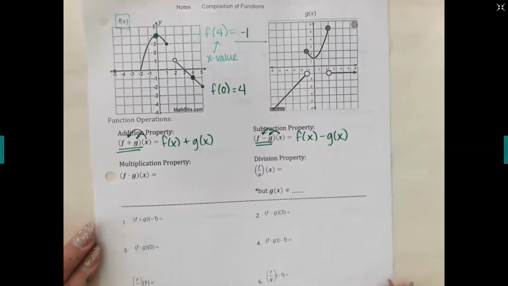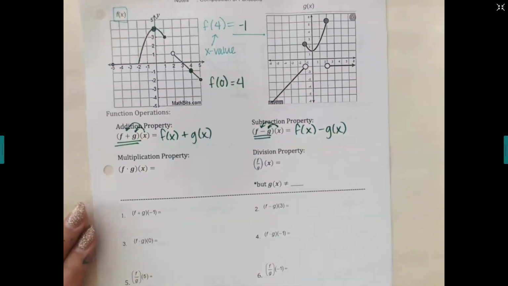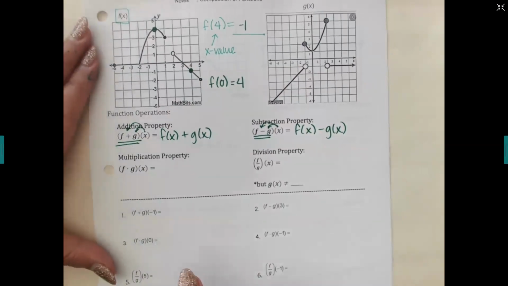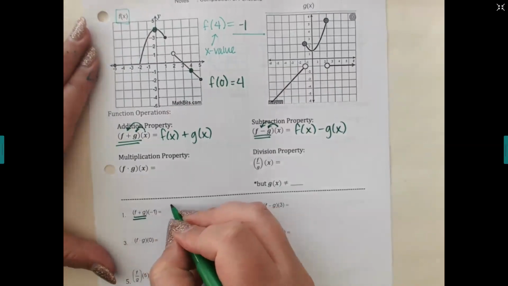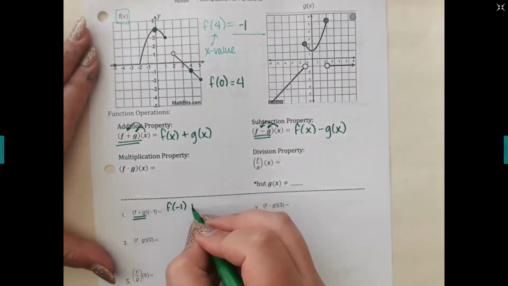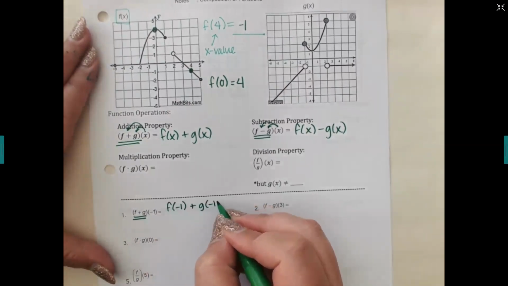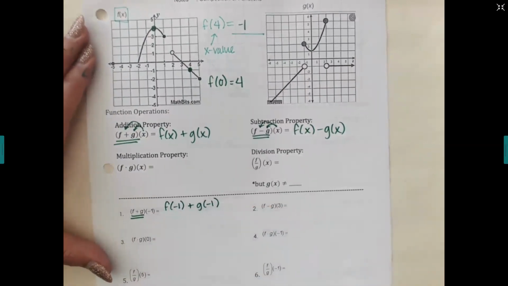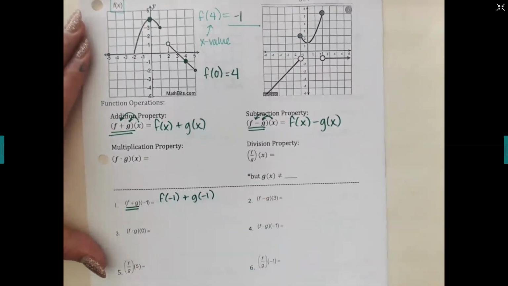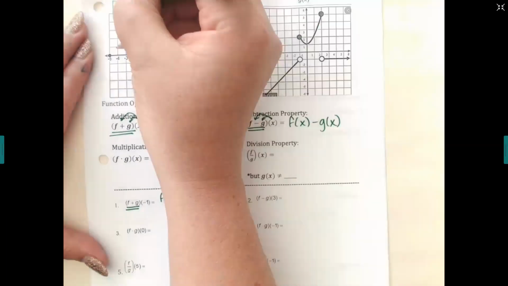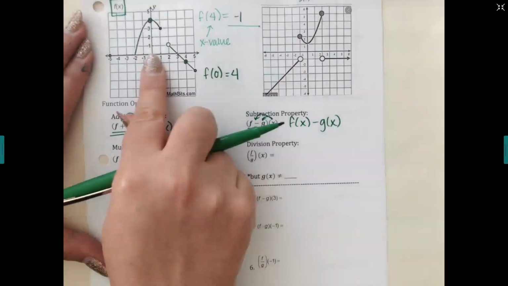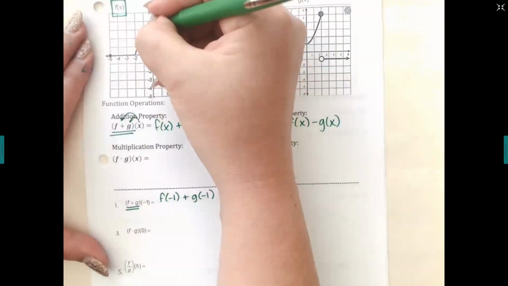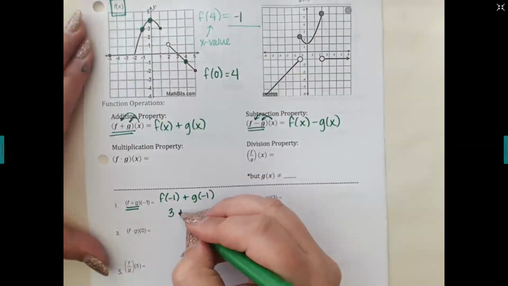So let's look at number 1 and number 2 to go along with that. I see that I'm looking for f plus g of -1. Then I'm going to break that into f of -1 plus g of -1. Then I would take a look at both graphs. Remember, this is my f graph here. So then I would trace back to -1. I see my y value there is 3.